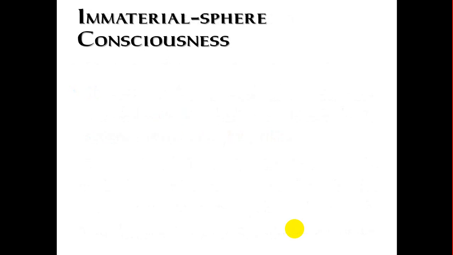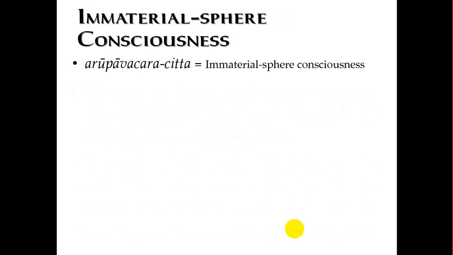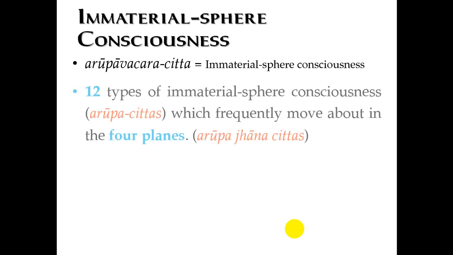Another one, number three, immaterial sphere consciousness, arupa-vacara-citta. Sometimes we may call it arupa-citta, right? So the first one is kāma-citta, we have 54. The second one, rupa-citta, we have 15. The third, immaterial sphere consciousness, we might call arupa-citta. It's easier, I think, right? We have twelve arupa-citta.